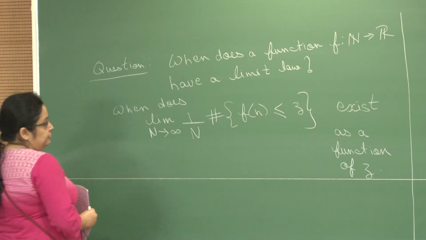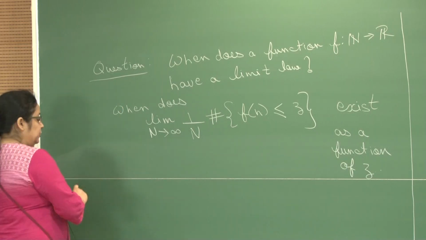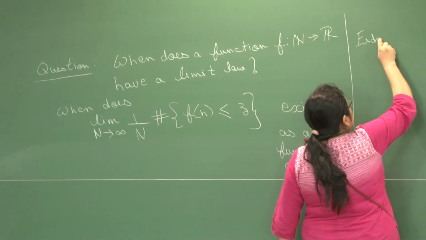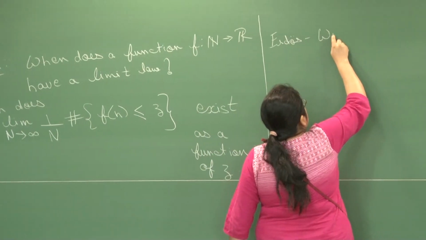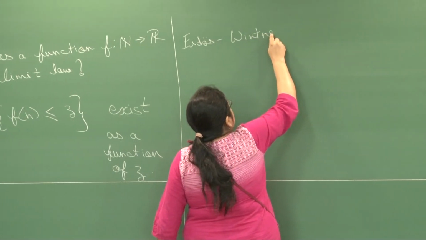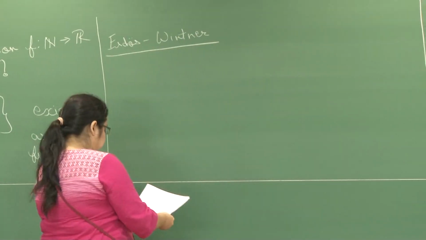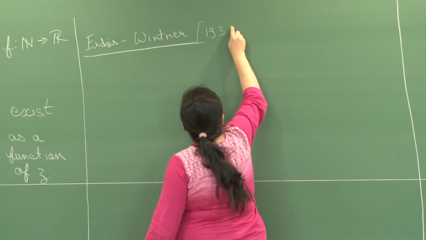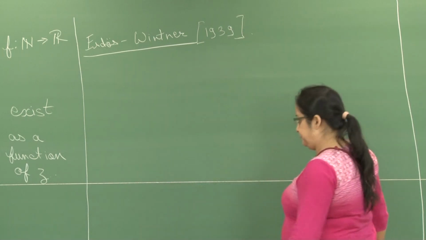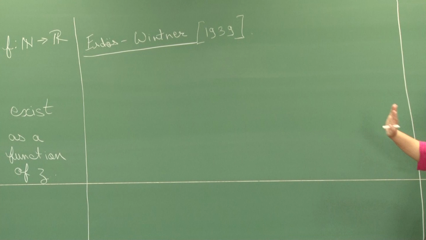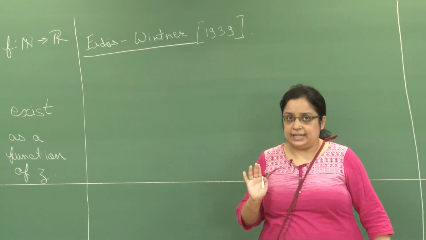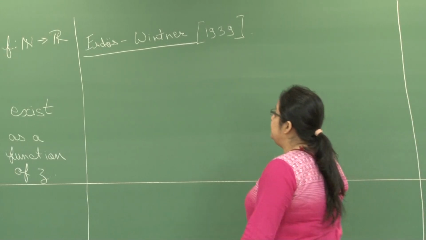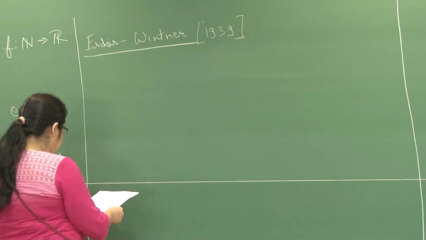Now, there are many ways to answer this question, but one of the most important theorems in this direction is the following theorem of Erdős and Wintner. This is a very classical theorem from 1939. We will not be discussing the proof of this theorem in detail, but we will indicate where the motivation and key ideas of the proof come from.